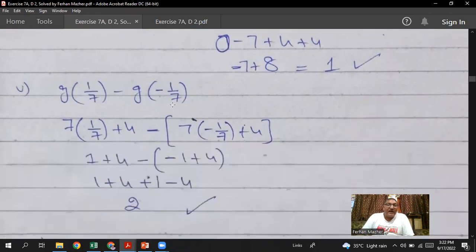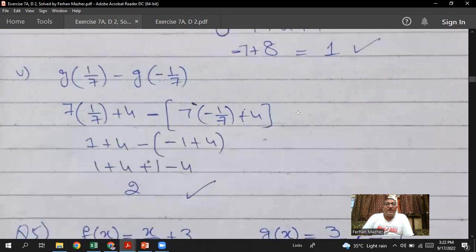So then in the last part, they ask you to find out the g of 1 by 7 minus g of minus 1 by 7. So in the function's formula, I will substitute x with the 1 by 7. So you will have 7 bracket 1 by 7 bracket close plus 4 minus, because here you have a negative sign, so that's why I put a square bracket here. And inside I will write the g of minus 1 by 7. So 7 into minus 1 by 7 plus 4 square bracket close.